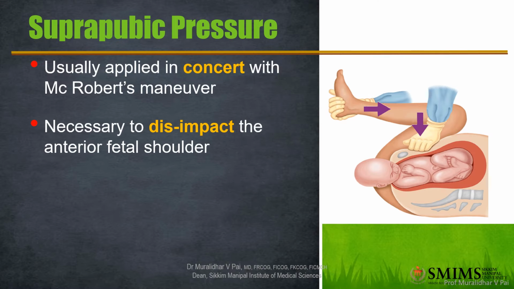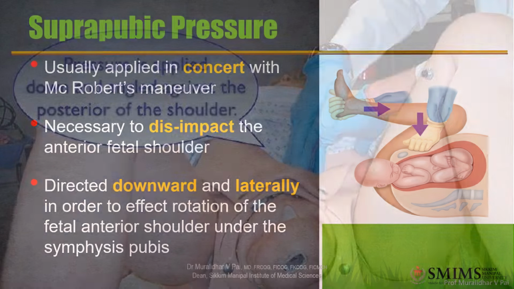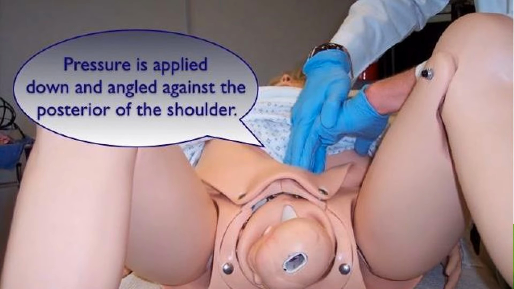This is necessary to disimpact the anterior fetal shoulder under the symphysis pubis, and the pressure is directed downwards and laterally in order to effect the rotation of the fetal anterior shoulder under the symphysis pubis, as shown in this picture.